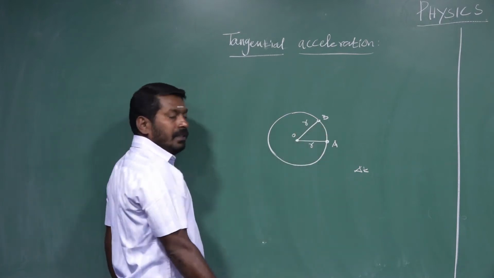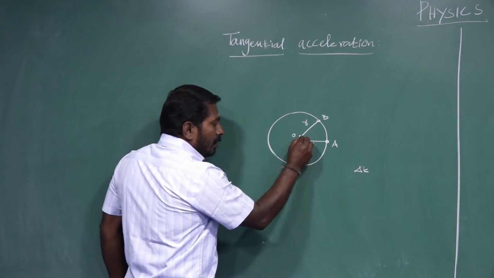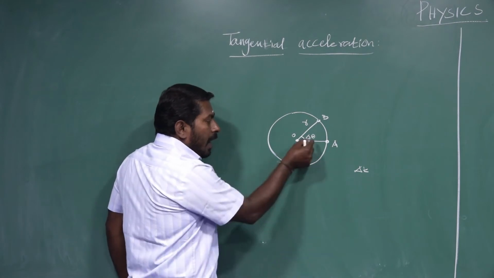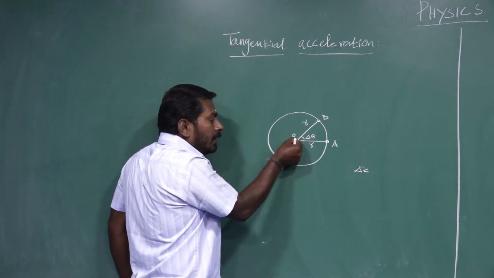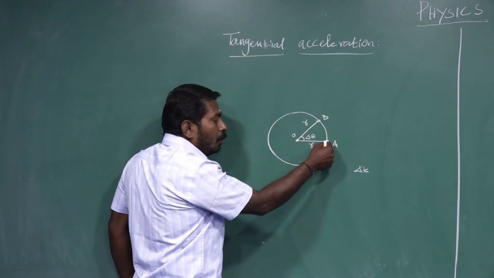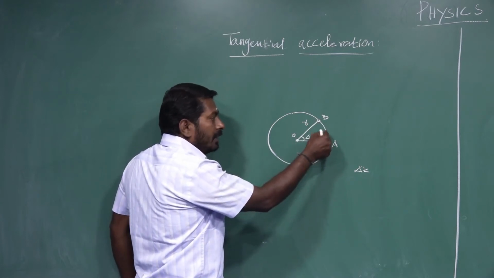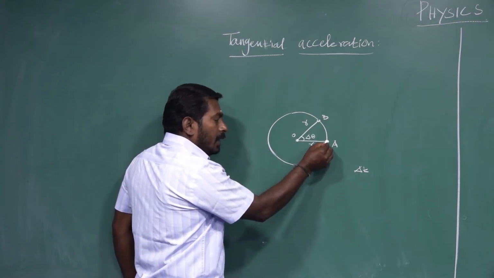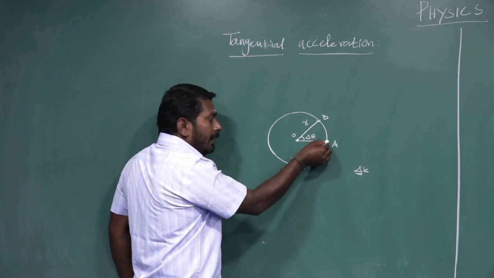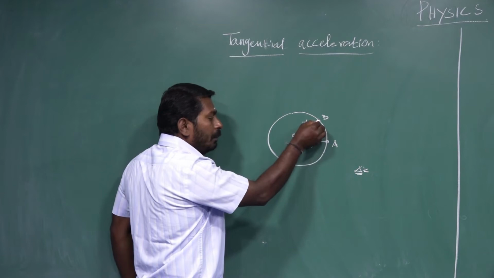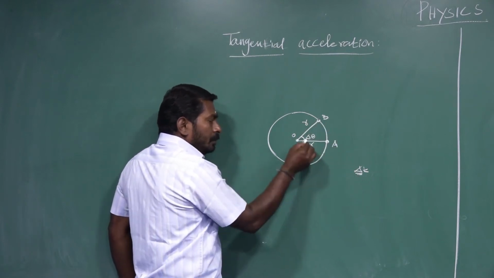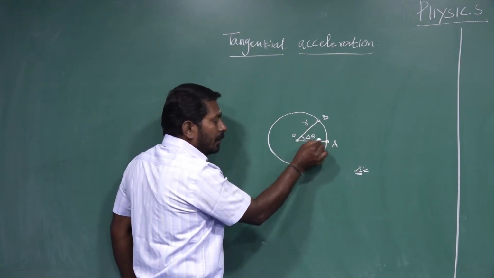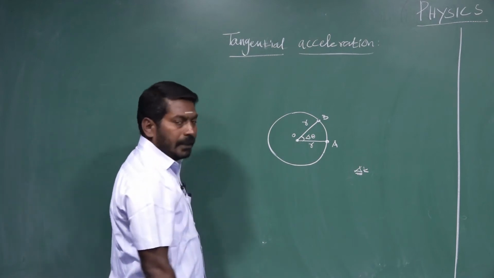R is the radius of the circular path. Delta theta is the angle subtended at the center of the circular path between the 2 points on the circle. A is one point, B is the other point. The initial position of the point object is point A. Within a time interval del t, the point object moves from A to B. So the angle subtended at the center of the circular path between the 2 points is delta theta.